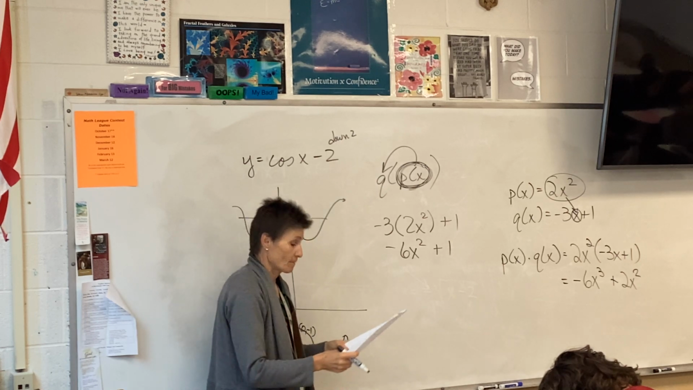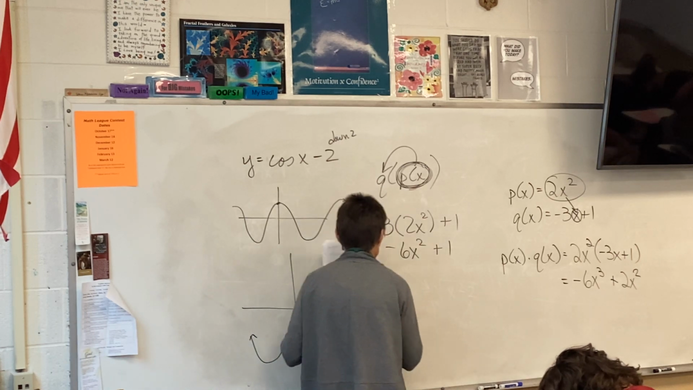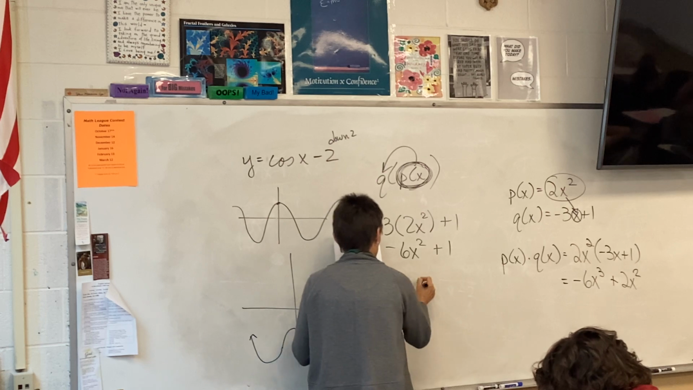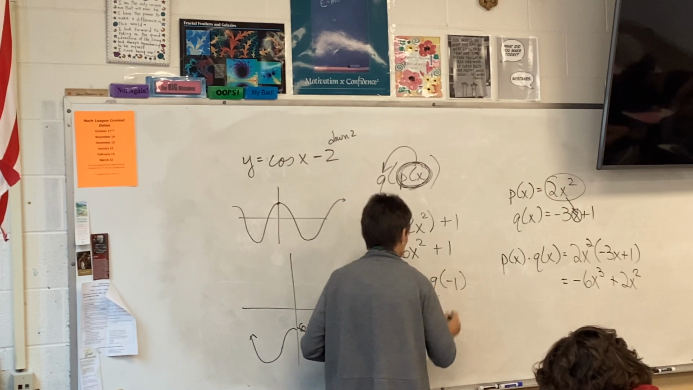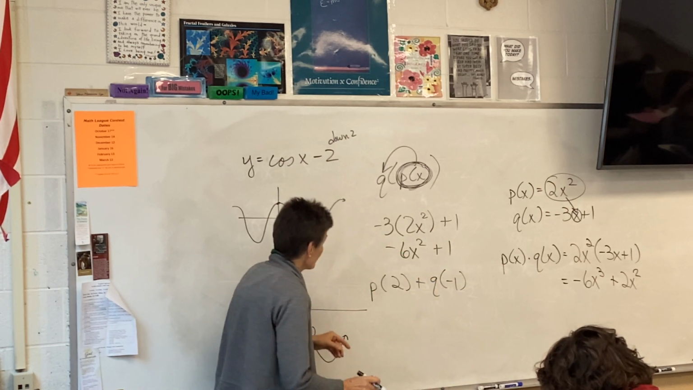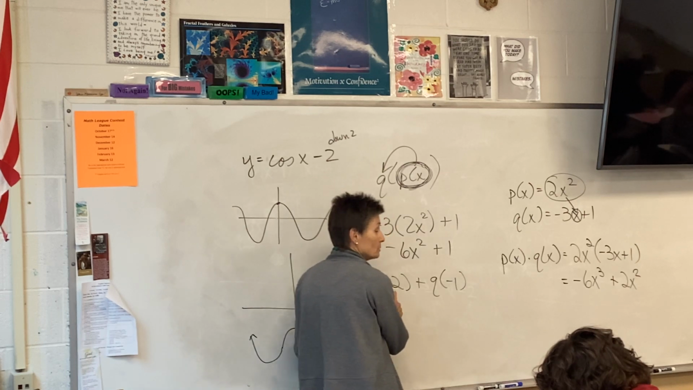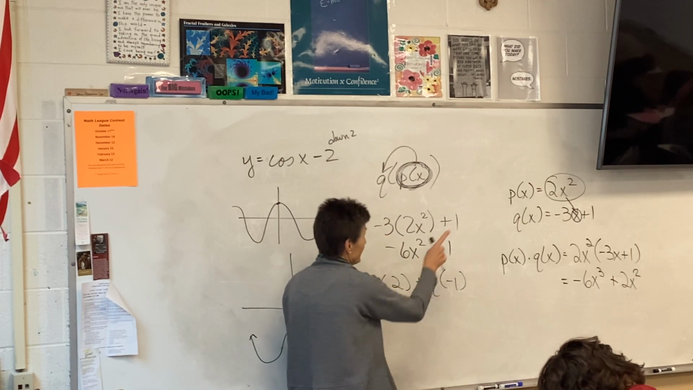Everybody got it? All right, so what's happening in C? The extra P is 2 and the extra Q is -1. So we're gonna take 2 and plug it into P.